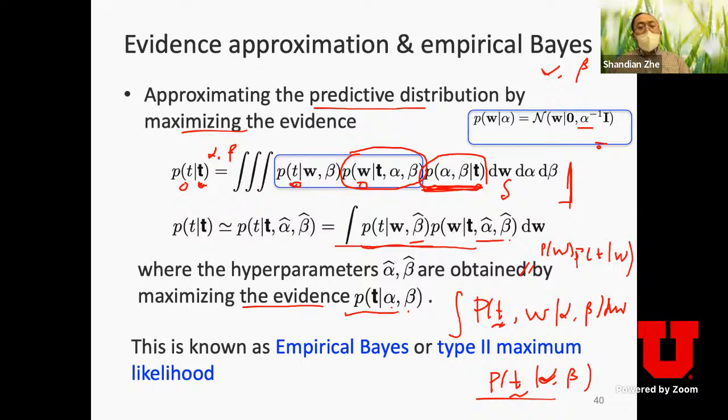And they use this approximation to calculate the full predictive distribution. So this is a very widely used technique in programmatic Bayesian applications, because it's really extremely hard to get all the posterior distributions. So you have to compromise something.